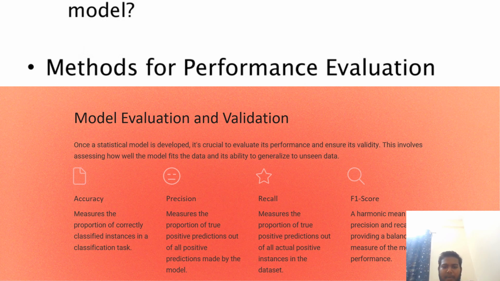Recall measures the proportion of true positive predictions out of all actual positive instances in the data. F1 score is the harmonic mean of precision and recall.